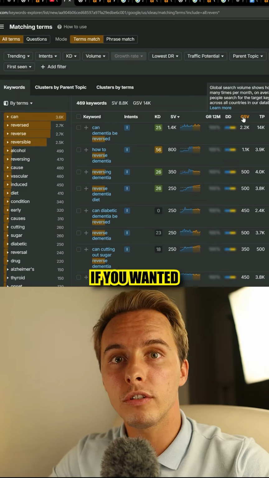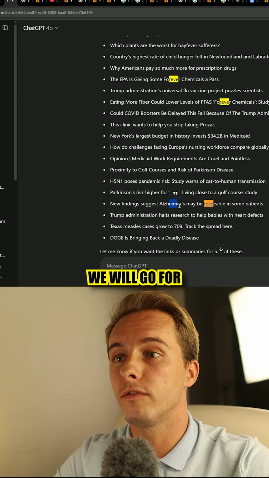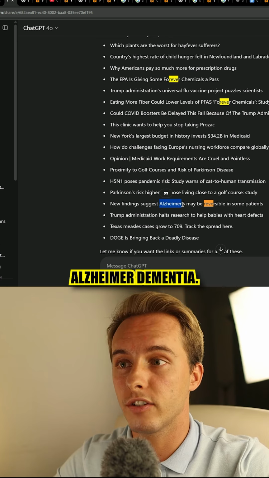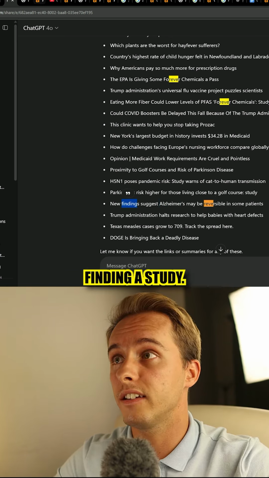topic we saw. If you wanted to go further to actually really identify if this is being searched, we will go for the third thing. First thing is Alzheimer dementia, then about reversing, and then what is the most important thing? It will be a finding, a study.